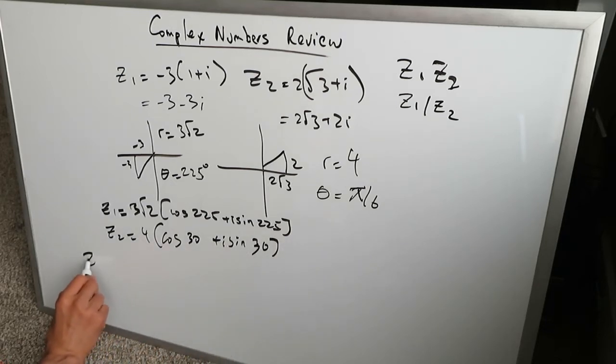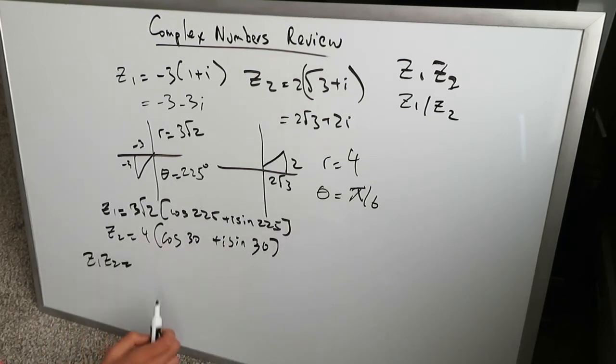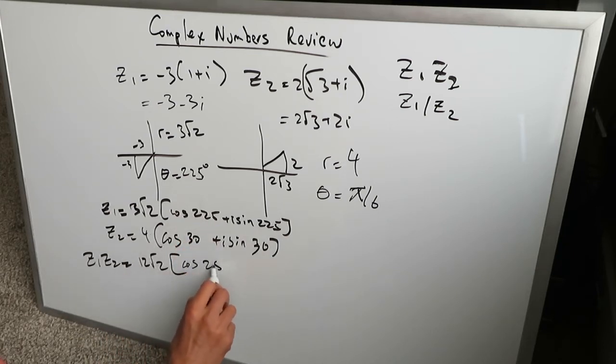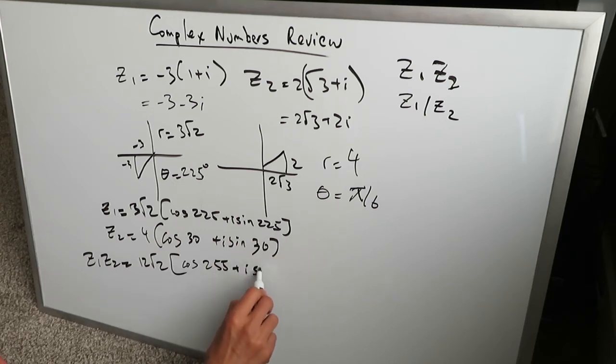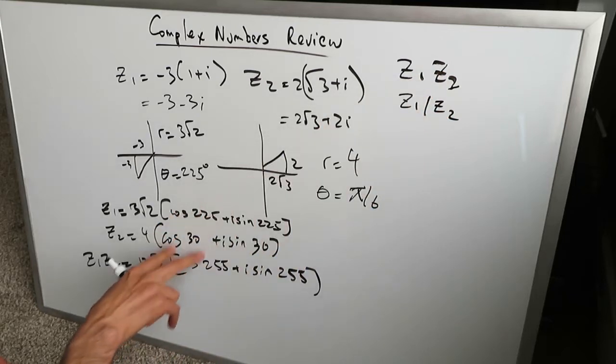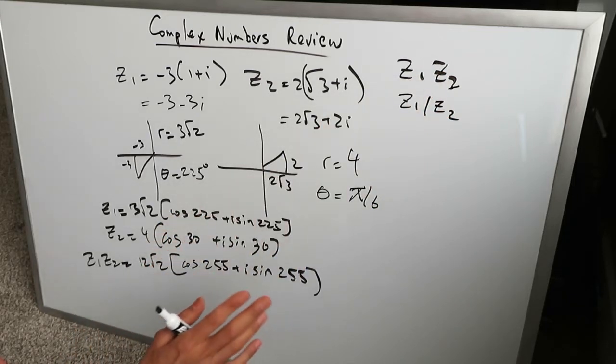Now for the actual calculation, z1 times z2, you have to use the formula r1 times r2. It'll be 3 times 4 times 2 root 2, which will be 12 root 2. You're going to add up these angles. Cosine 255 plus I sine 255. Remember, in the product formula you add the two angles. 225 plus 30 is 255.